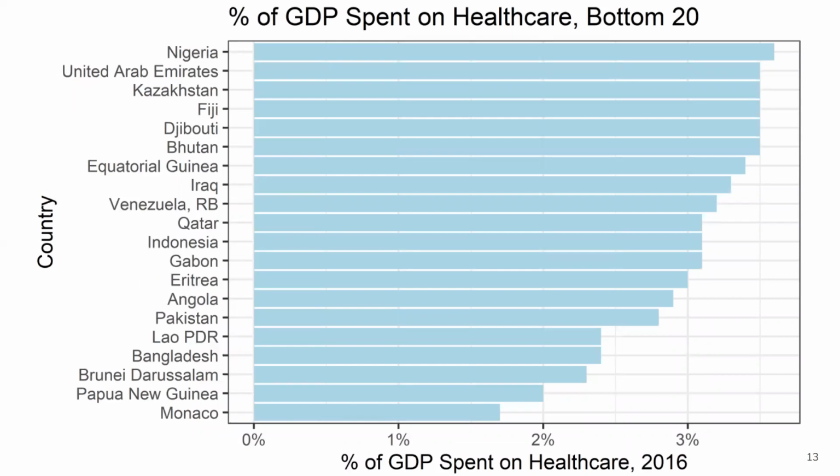This is a graph showing the percentage of GDP spent on healthcare for the bottom 20 countries. The countries highlighted in this graph are countries that are not developed, such as Papua New Guinea, Kazakhstan, Pakistan, and other countries like that. They don't have a high GDP and they aren't able to spend it on healthcare, and they're also very populous countries.